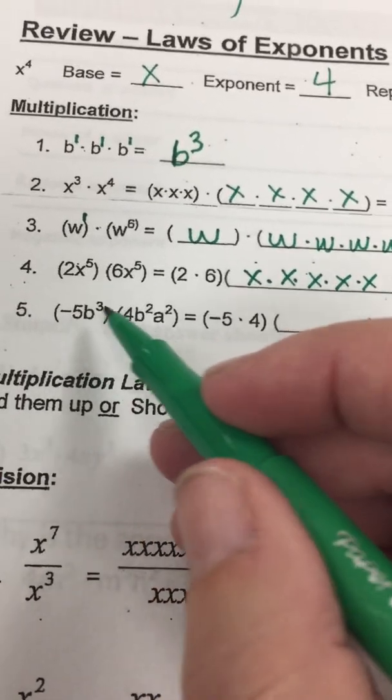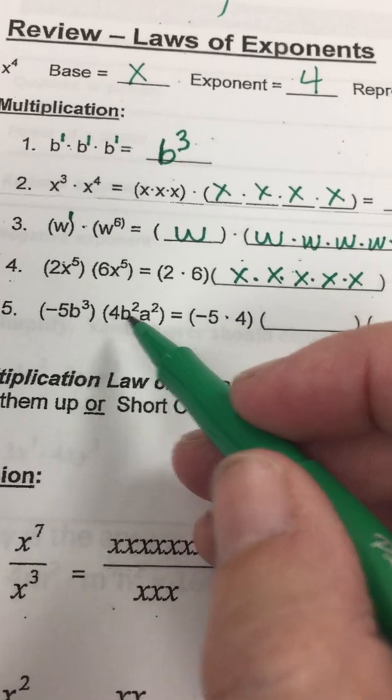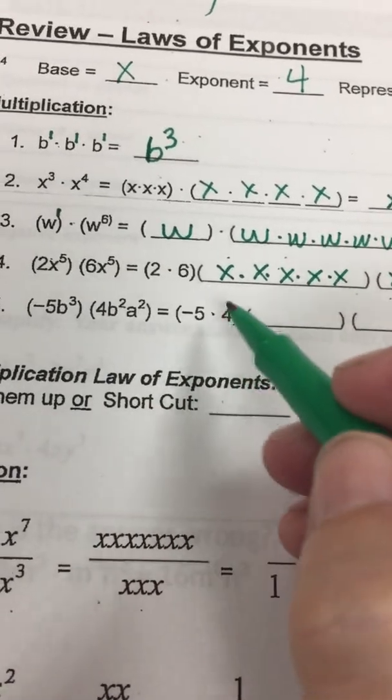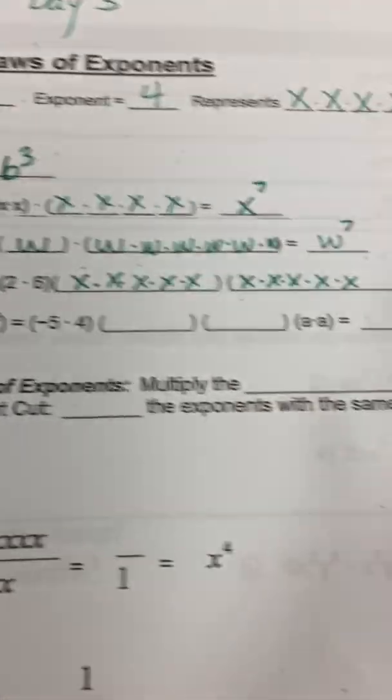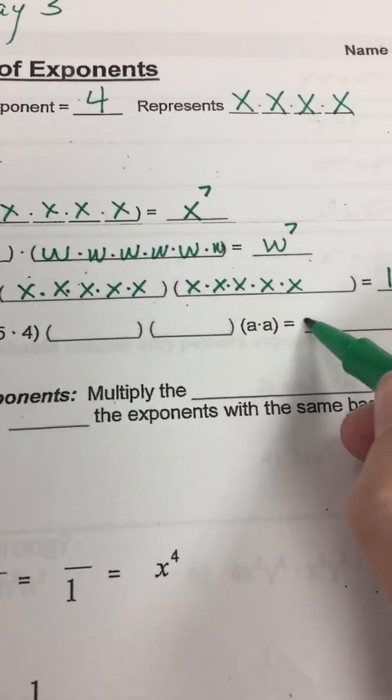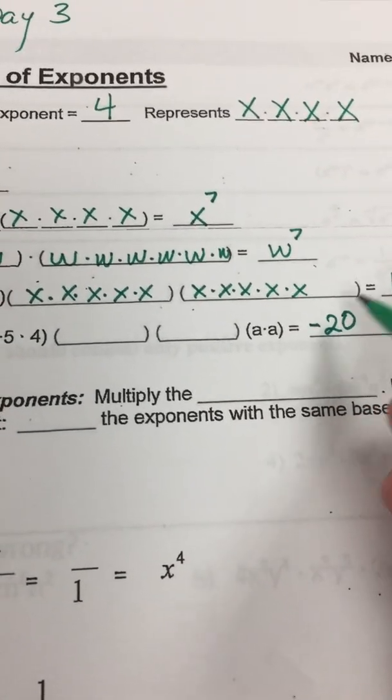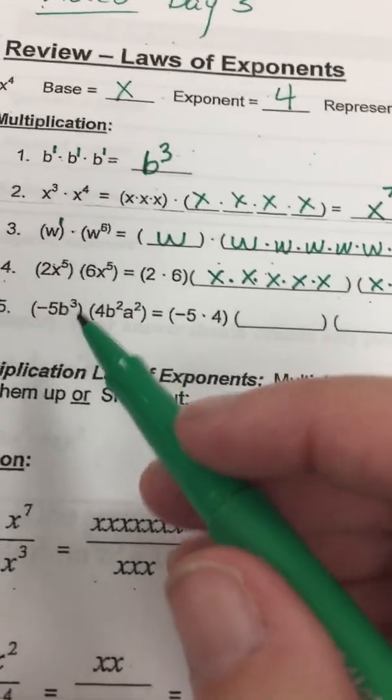So I have a negative 5 as the coefficient and 4 is the coefficient. So I pulled them out front. Negative 5 times 4, you just do that plain old math. Let's go ahead and write that answer down. Negative 5 times 4 is a negative 20. So there's the number in front of the answer. That's the coefficient in front of it.